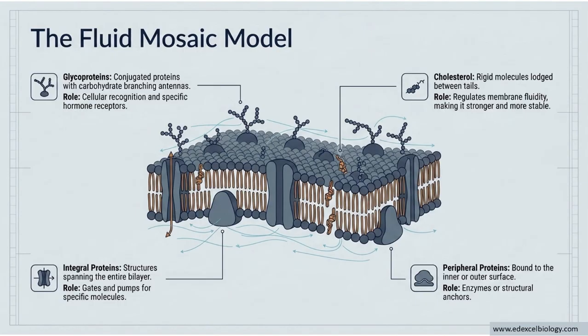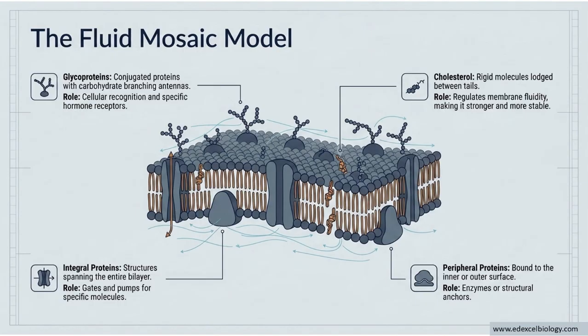And that fluid nature is crucial for cell function. Cholesterol molecules actually tuck between the hydrophobic tails to modulate that fluidity, so it doesn't get too stiff or too loose. Exactly. It prevents the membrane from becoming too rigid in cold temperatures or too permeable in high heat. Meanwhile, the glycoproteins act as molecular signatures, allowing cells to recognize each other.